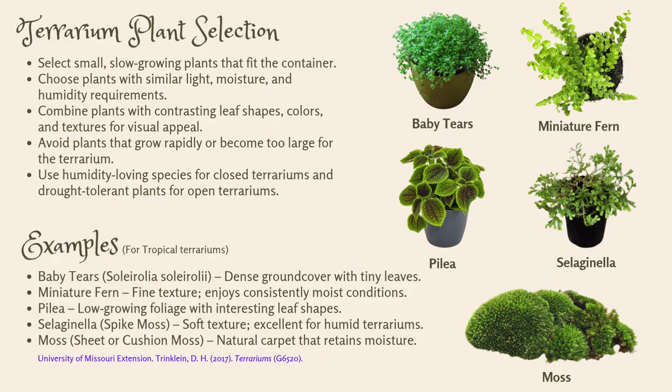Peperomia provides compact greenery, miniature ferns contribute fine texture, baby tears create a dense ground cover, Selaginella adds a soft moss-like appearance, and live moss helps produce the natural forest floor that many people associate with terrariums. By combining compatible plants, the finished terrarium becomes both attractive and easy to maintain.